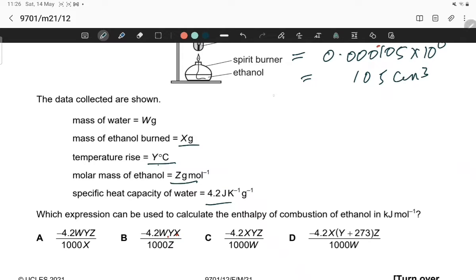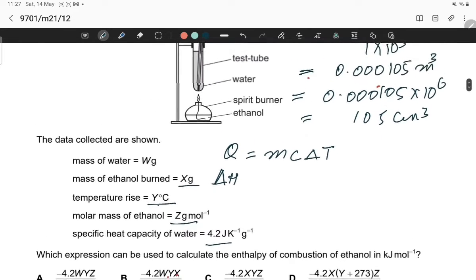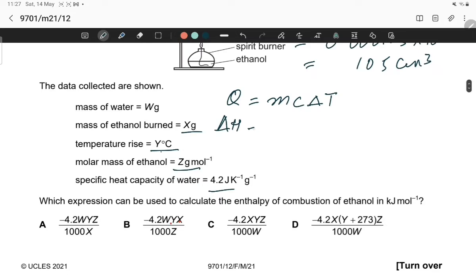So we know that Q is equal to mc delta T, and delta H is equal to, because the reaction is exothermic, this is enthalpy change of combustion, so it is equal to negative, it is an exothermic reaction, mc delta T divided by 1000 into n kilojoule per mole.